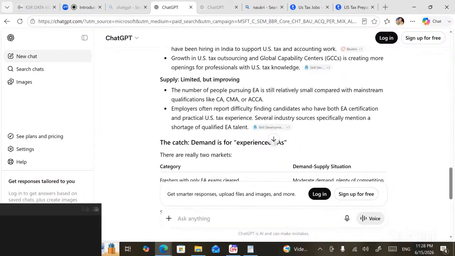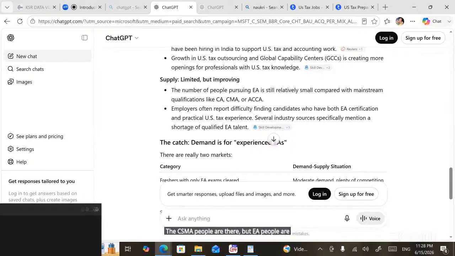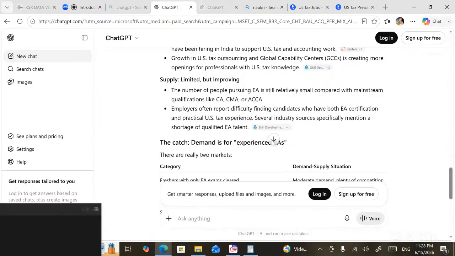You can see supply is very limited. The number of people pursuing EA is still relatively small compared with the mainstream courses like CA, CMA, and ACCA. The CA, CMA people are there, but EA people are very few. Employers often report difficulty finding candidates who have both EA certification and practical US tax experience. Show me any other IT technology that has this kind of requirement, sir.